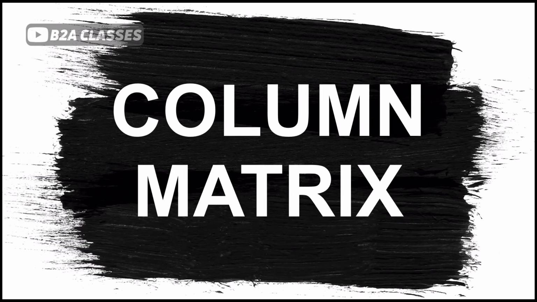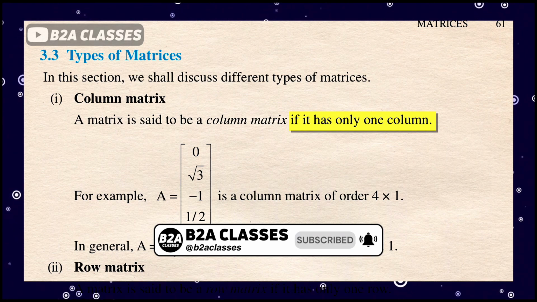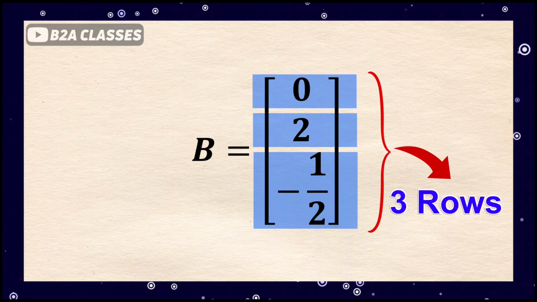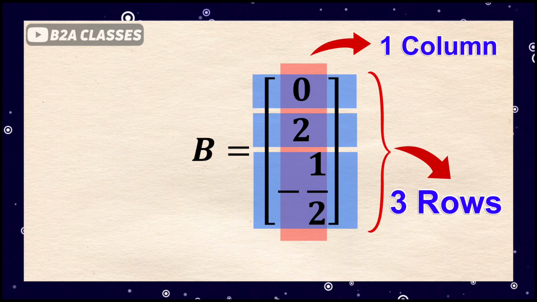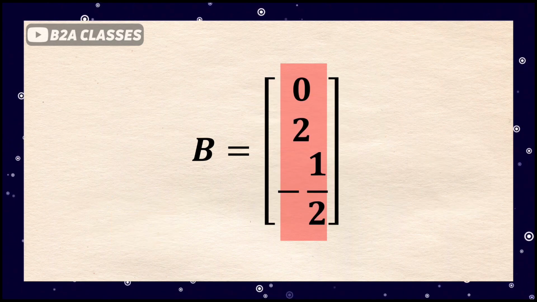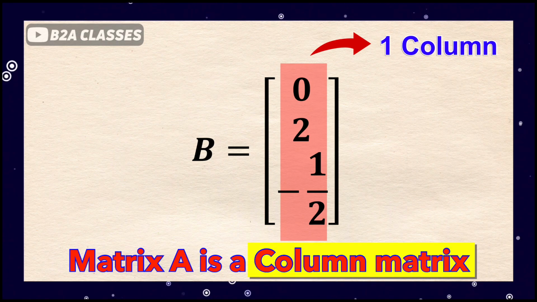Next is a column matrix. If a matrix has only one column, then the matrix is called column matrix. Now this is matrix B, which has three rows and one column. Therefore, the order of the matrix is 3 by 1. Since the matrix has only one column, this matrix is a column matrix.